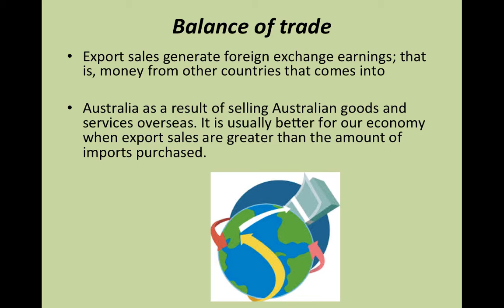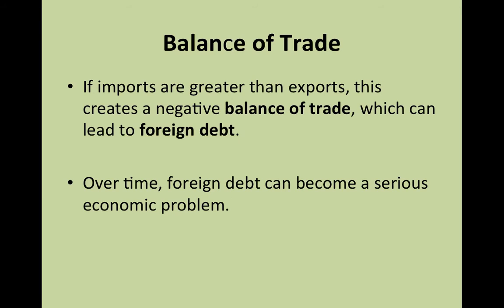Balance of trade. Export sales generate foreign exchange earnings, that is, money from other countries that comes into Australia as a result of selling Australian goods and services overseas. It's usually better for our economy when export sales are greater than the amount of imports. So our economy is always going to be better off when we are exporting more than what we are importing, so more is going out than is coming in from other countries.